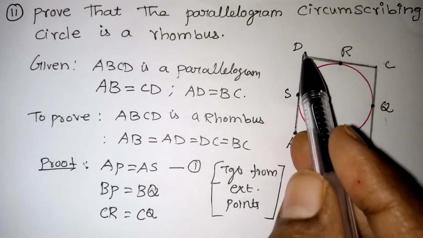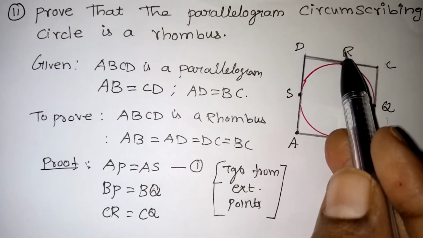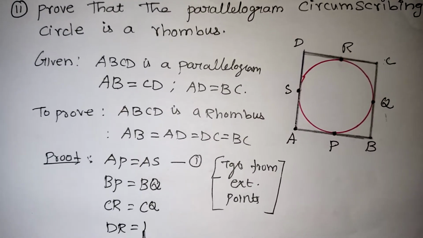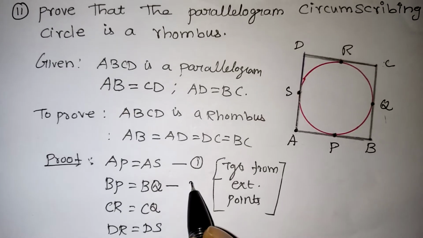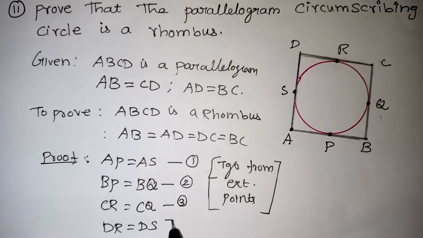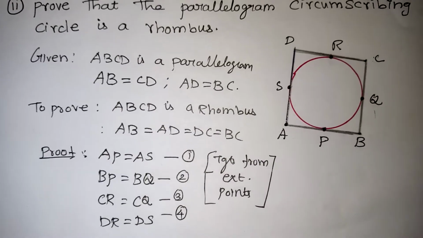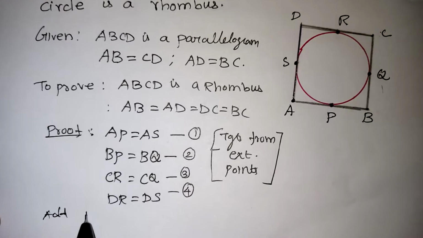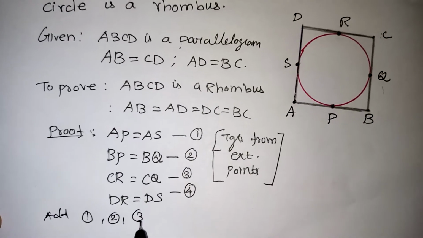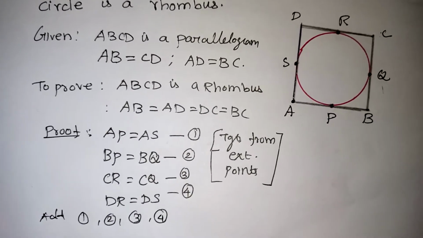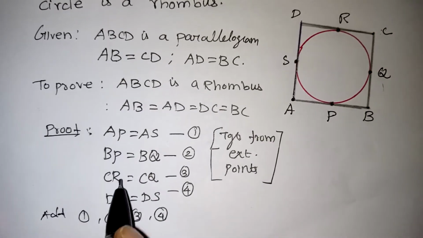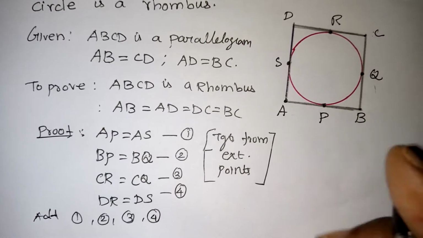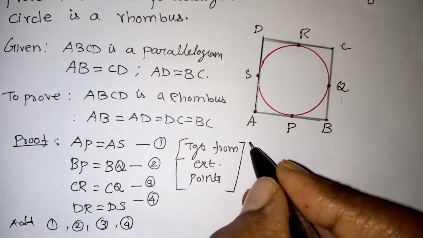Now from D we have two tangents, DS and DR. DR should be written with the side CR. So DR is equal to DS. Like this you should arrange. If you arrange correctly in the beginning, the sum will be very easy. Now we are going to add all the four equations. Let's add 1, 2, 3 and 4. All the left hand sides should be written on one side, and all the right hand sides on the other side.